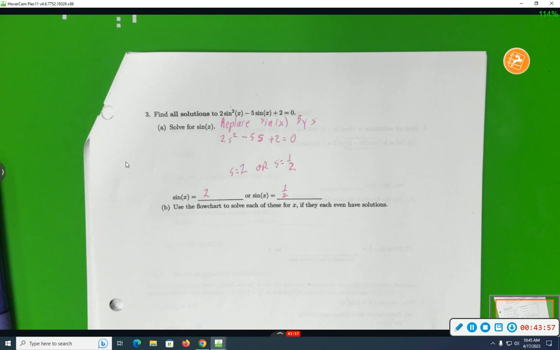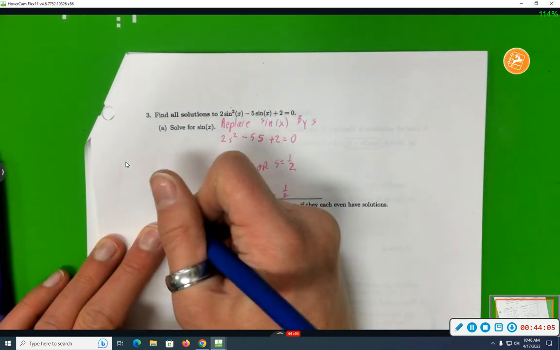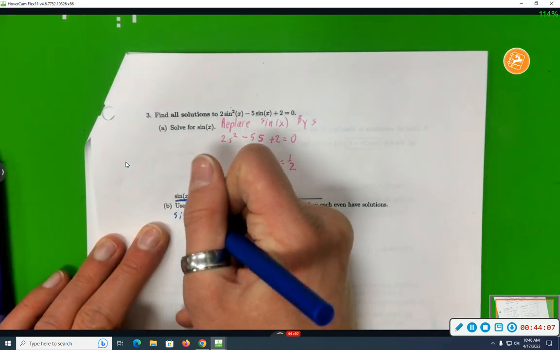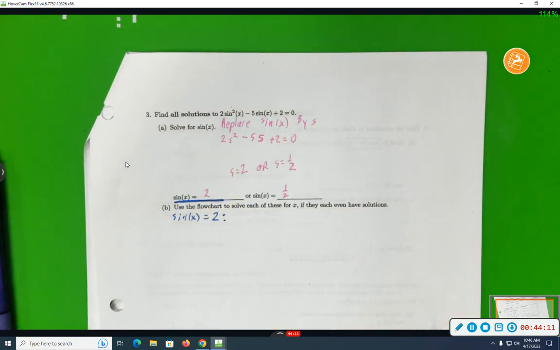What's the solution to sine of x equals 2? Sine of x is never so big as 2. There are no solutions. How many people would have written down inverse sine of 2? Yeah, inverse sine of 2 doesn't exist, though.